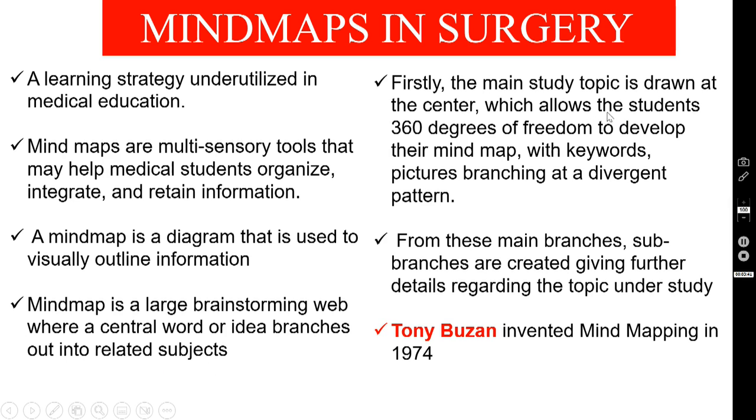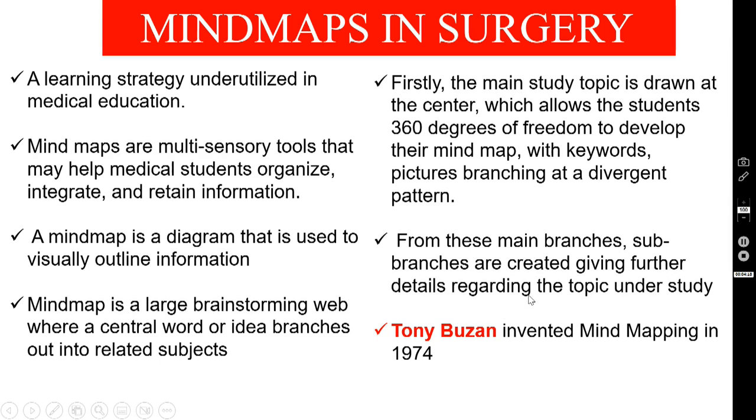Firstly, the main study topic is drawn at the center, which allows the students 360 degrees of freedom to develop their mind map with keywords, pictures, branching in a divergent pattern. So from these main branches, sub-branches are created, giving further details regarding the topic under study. Tony Buzan is the one who invented mind mapping in 1974.